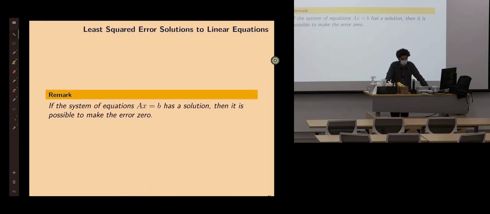Now, to reiterate, if the system of equations Ax equals b has a solution, then it's possible to make the error 0. Otherwise, the error will not be 0. If the error is not 0, then that means the system does not have a solution. Any other way to find the solution is going to be an approximation to the solution, an estimation of the solution, right? So this terminology is very important, not to be confused: the approximation or estimated solution is not to be confused with the exact solution of the system.